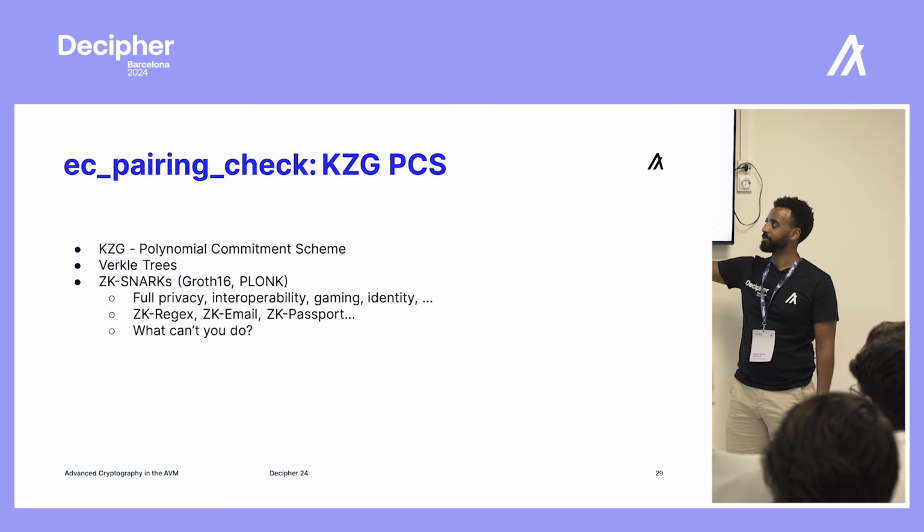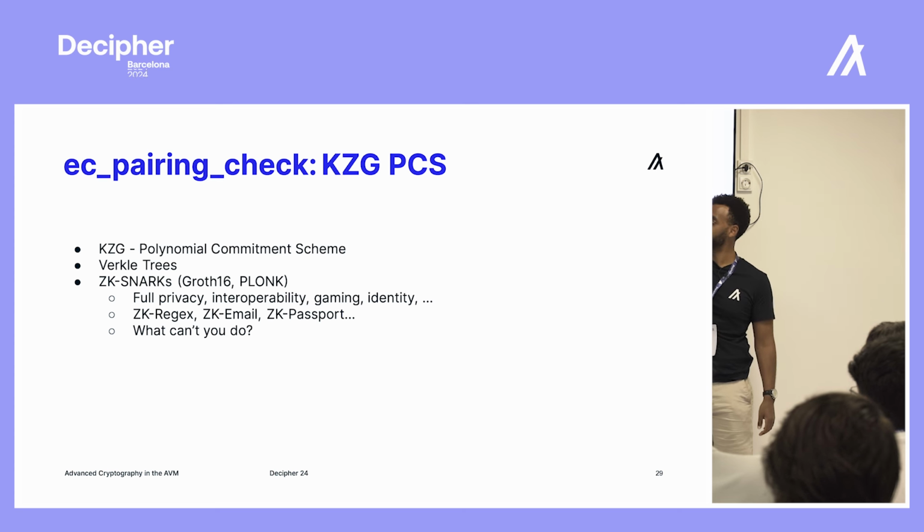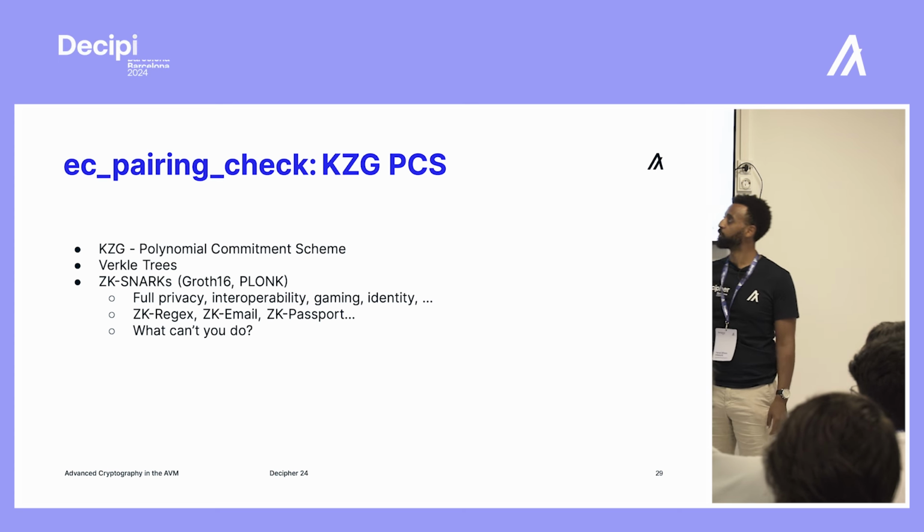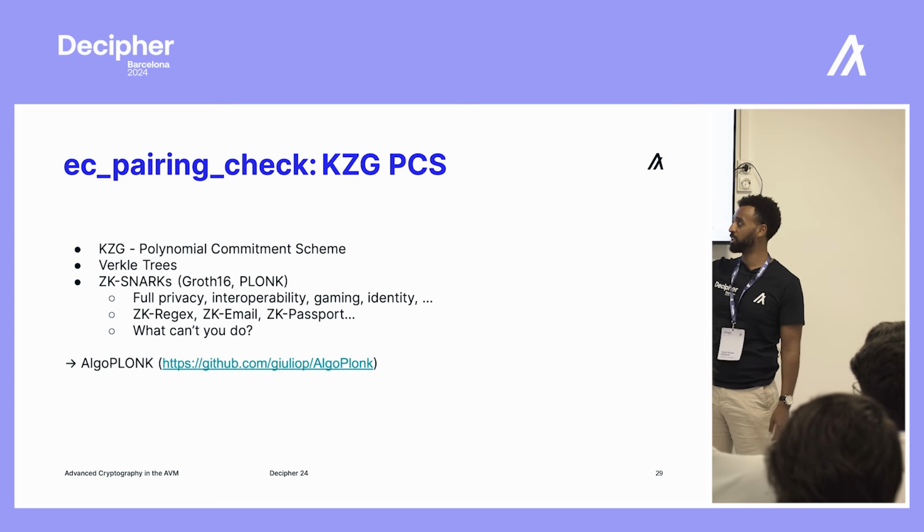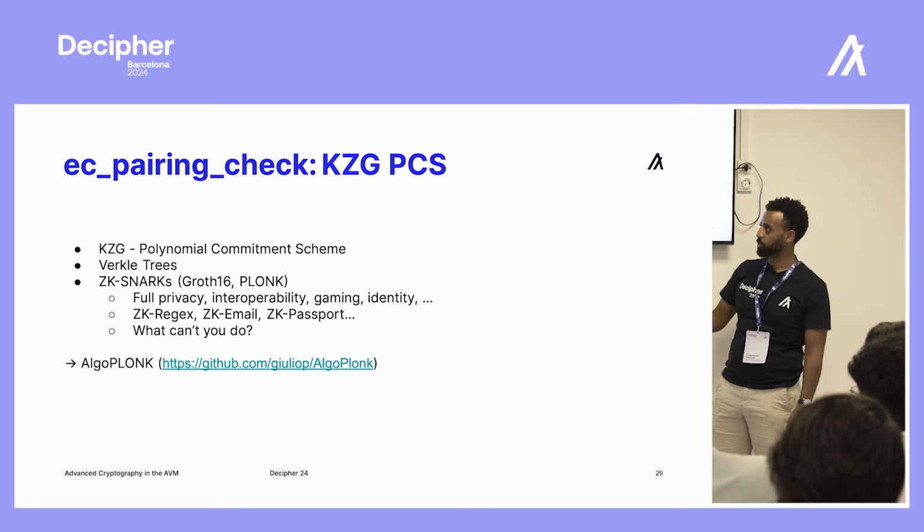And there are some applications I suggest you look up. I don't think we have time to go through them now, but these are seen on other chains. I would love to see them on Algorand: ZK regex, ZK email, ZK passport, right?